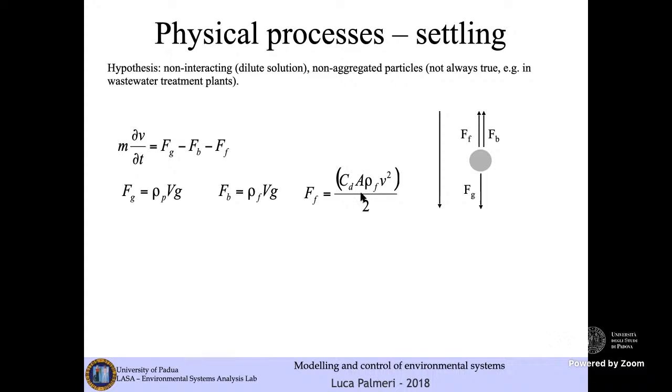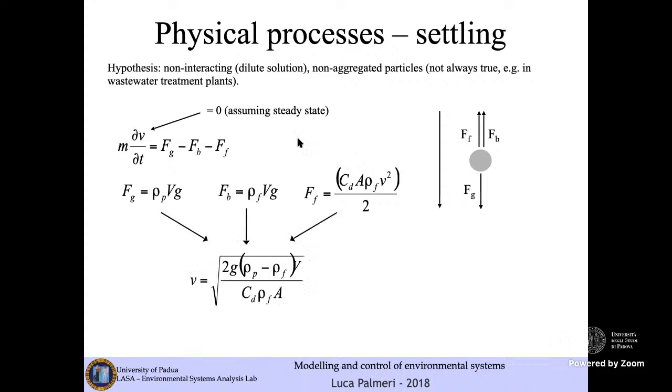Please note that frictional forces, as you may remember, depend on the square of velocity or speed. If we put all these together and we assume that we are in steady state, meaning that the derivative in time of the settling speed is equal to 0, so this is the steady state assumption, we obtain this expression for the settling speed.